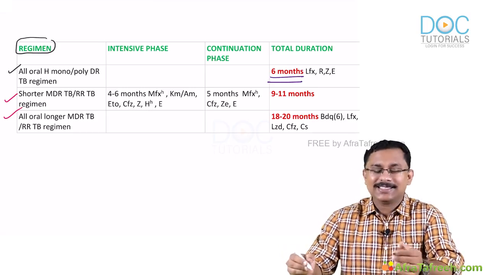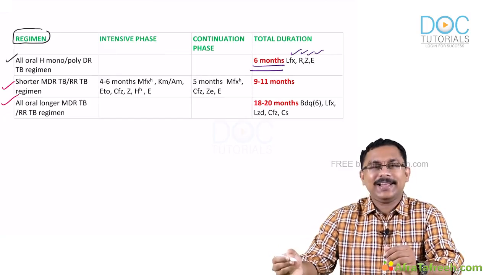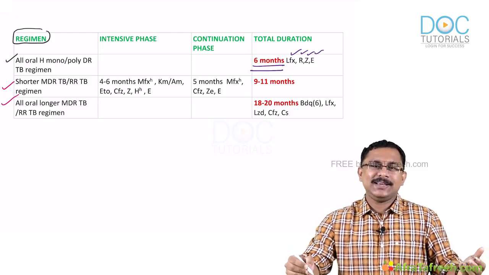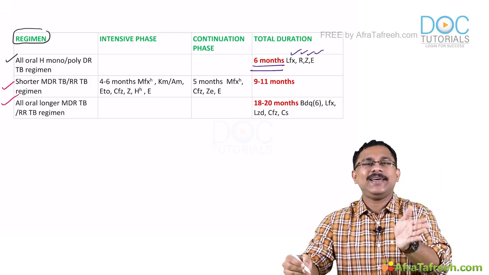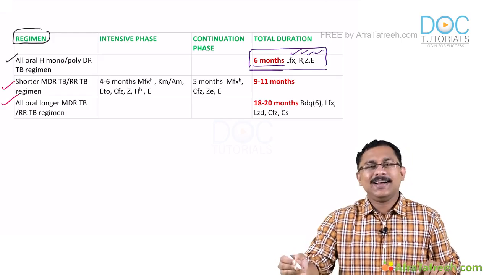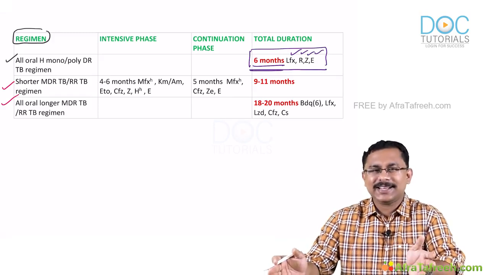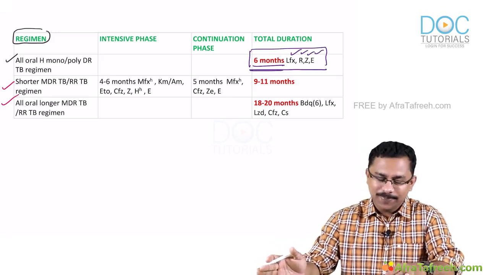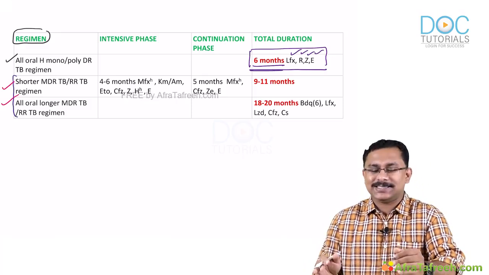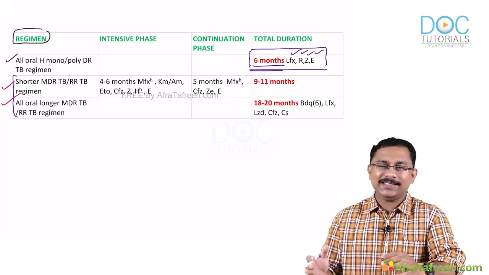And what are the agents that are used? Levofloxacin, rifampicin, pyrazinamide, ethambutol. Which means, suppose you just had an INH resistance, you are actually replacing INH with levofloxacin. So 6 months of levofloxacin, rifampicin, pyrazinamide and ethambutol. That is how you will treat INH resistance or polydrug resistance. Now, next is about the MDR as well as rifampicin resistance. For this, you have two types of treatment modalities.